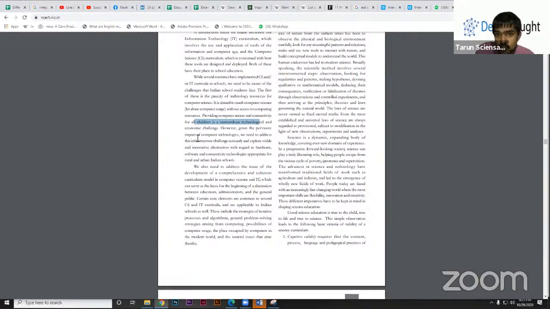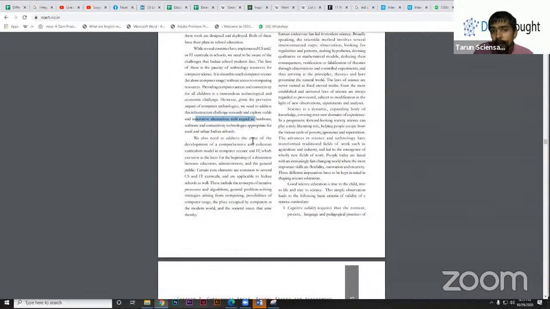However, given the pervasive impact of computer technologies, we need to address this infrastructure challenge seriously and explore viable and innovative alternatives with regard to hardware, software, and connectivity technologies appropriate for rural and urban Indian schools.